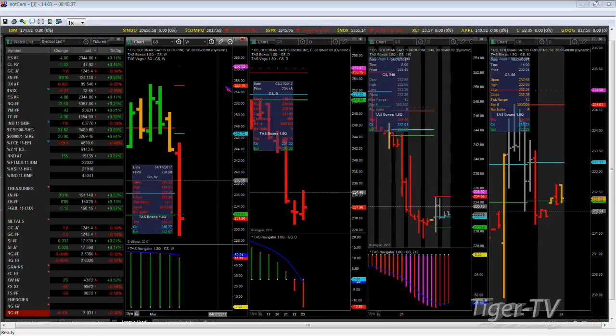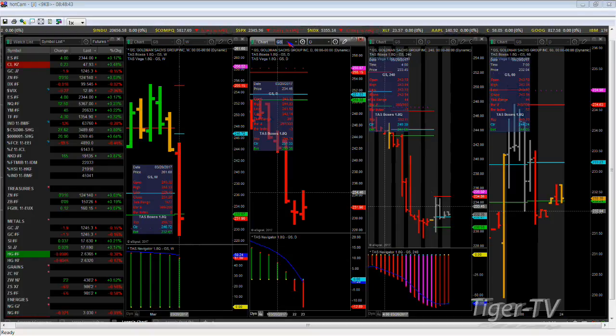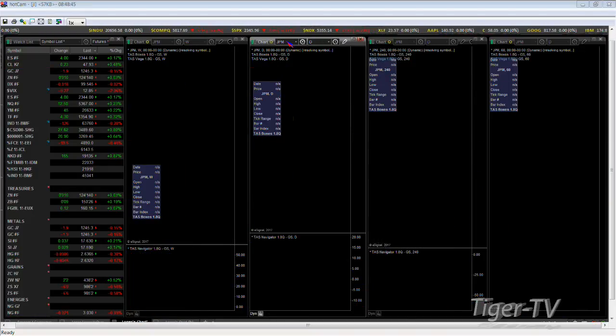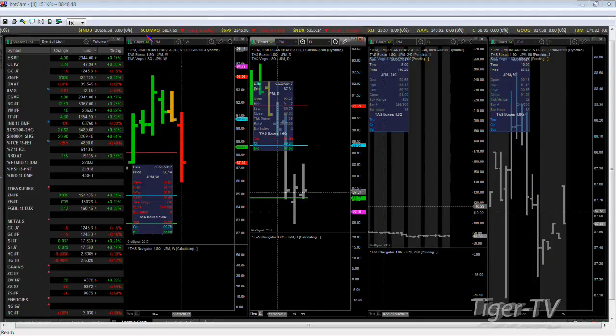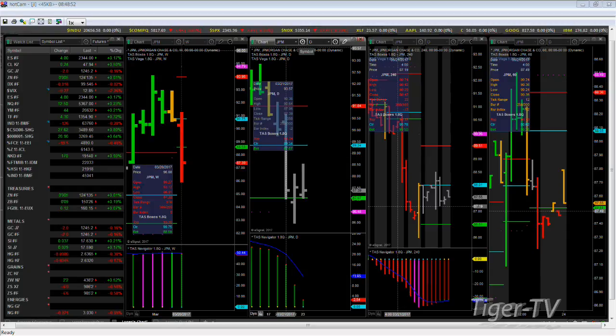So this might be something to look at, trying to catch a bid down here, obviously with some stops in place. JP Morgan. Yeah, I think Goldman Sachs is possibly the better trade there.